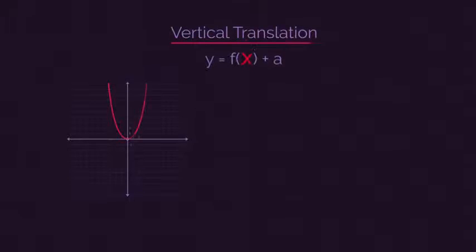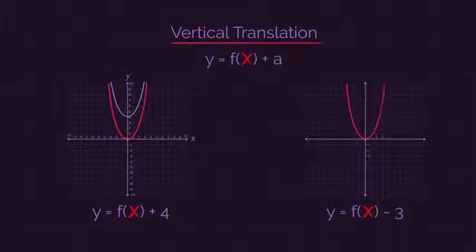So vertical translations. Bearing in mind that adding 4 shifts the graph up 4, what do you think this transformation would do to the curve? Did you think shift the curve down by 3? So for vertical translations, we add the number to the whole function.